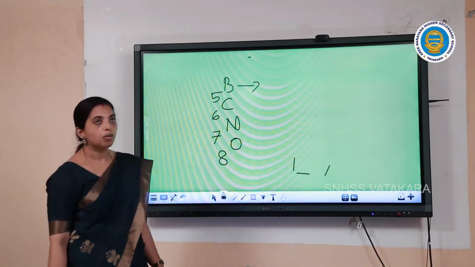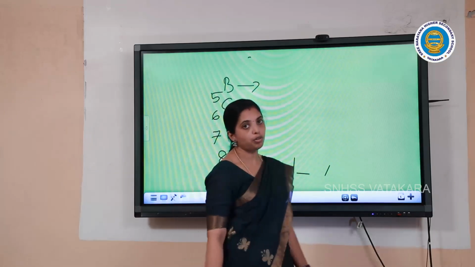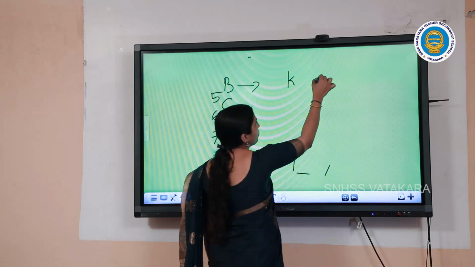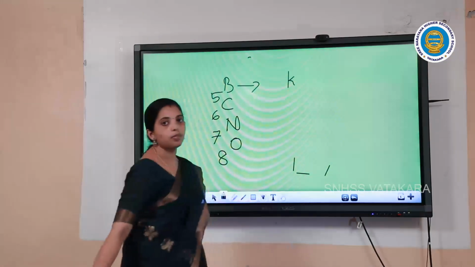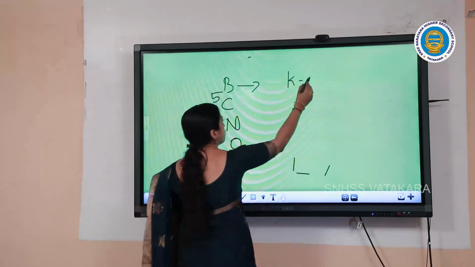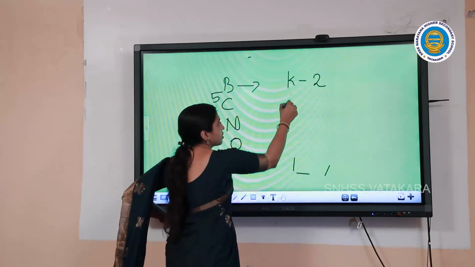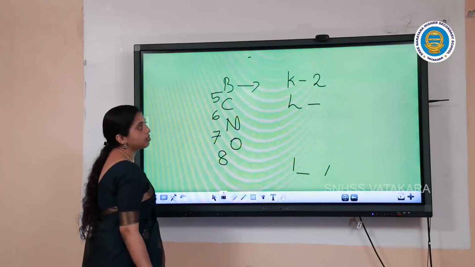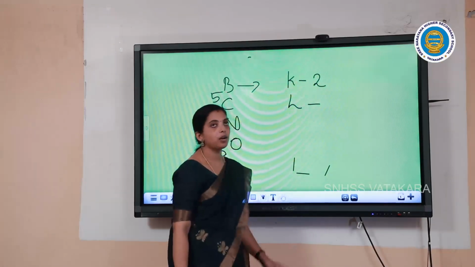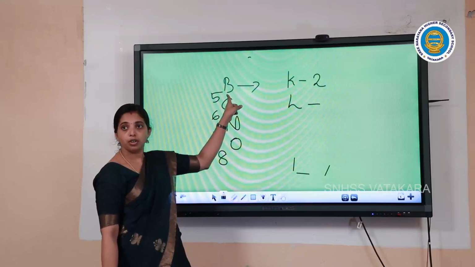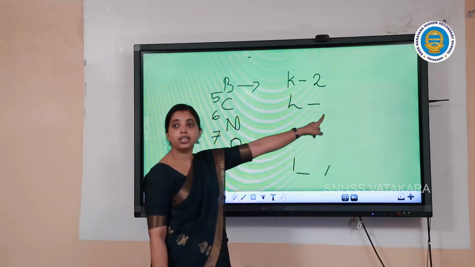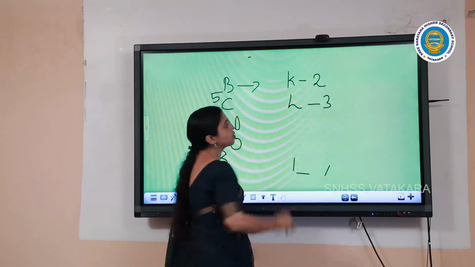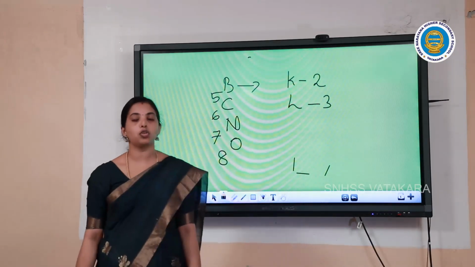Boron means the total number of electrons is 5. Then how to write? K, how many electrons maximum? 2. Then the next shell is L. How many electrons maximum? 8, but here only 5 electrons. Then how many more here? 3 more. So we can write the electronic configuration 2, 3.